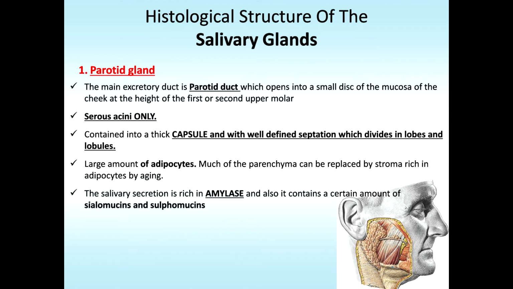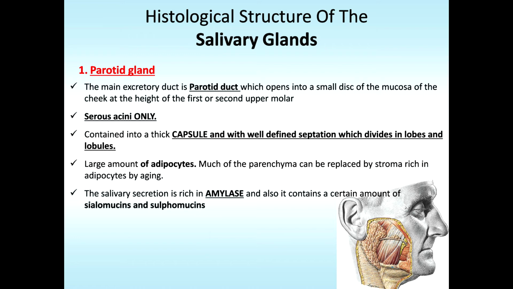The parotid gland has the following histology characteristics. One of them is that it's contained within a thick capsule and it contains well-defined septa which divide the gland into lobes and lobules. Another feature is the large amount of adipocytes. Much of the parenchyma can be replaced by stroma, reaching this adipocyte by aging.